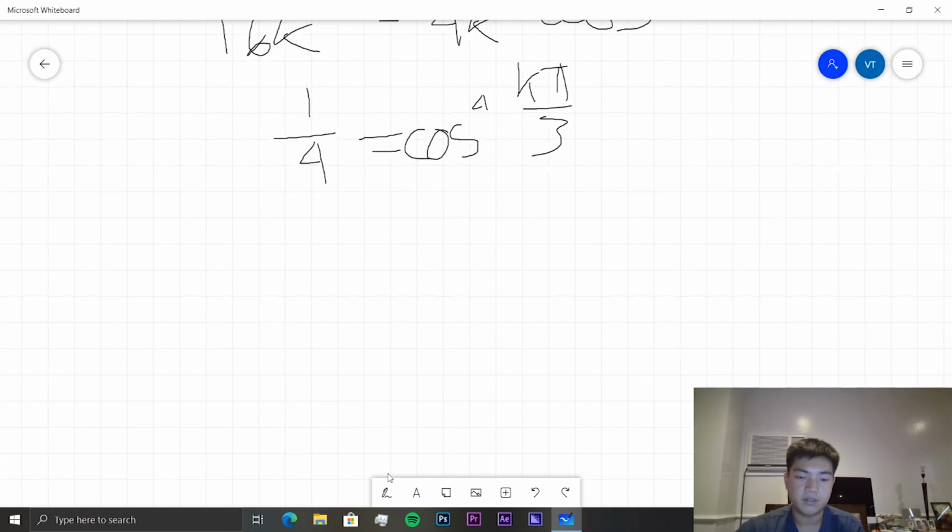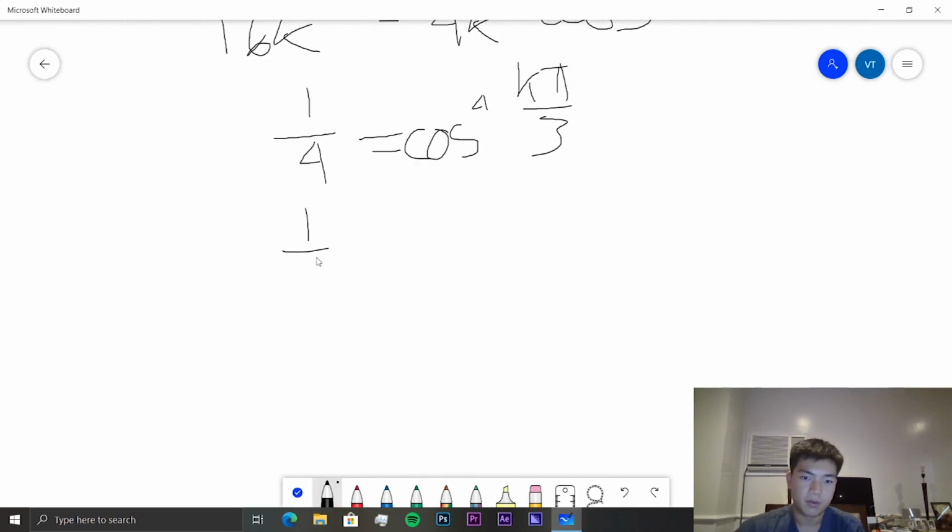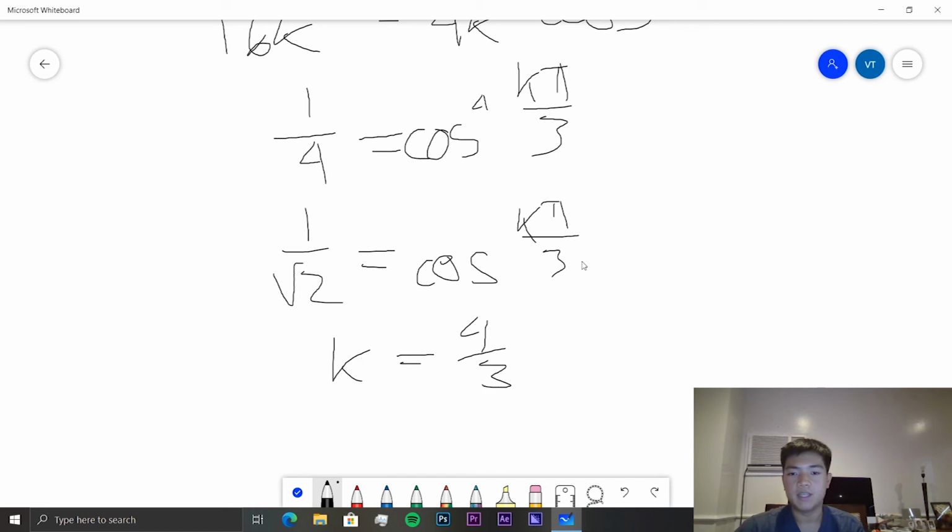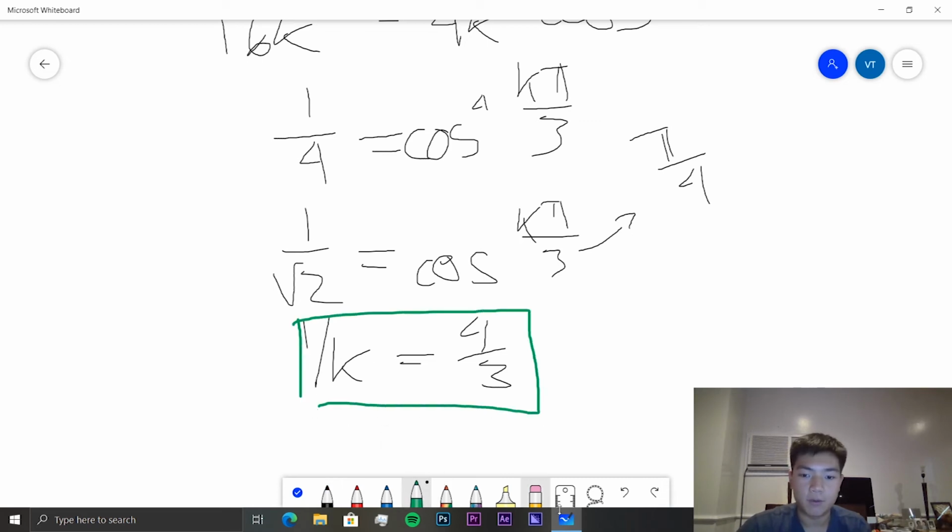So this would be what? 1 over root 2 is equal to cosine of k pi. Okay, and this makes much more sense, because then k pi over 3 must be equal to pi over 4. So k is equal to 3/4. I mean, what am I doing? 3/4.